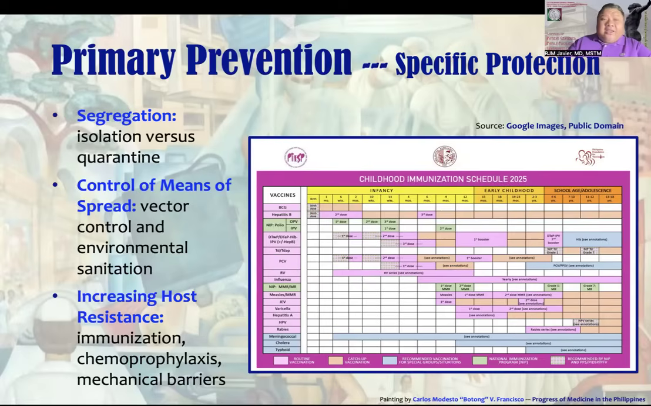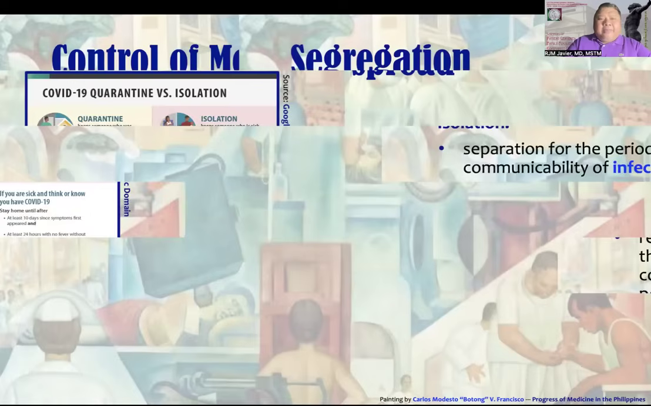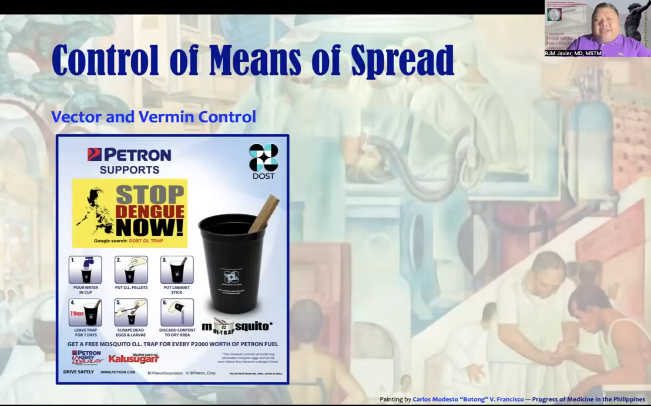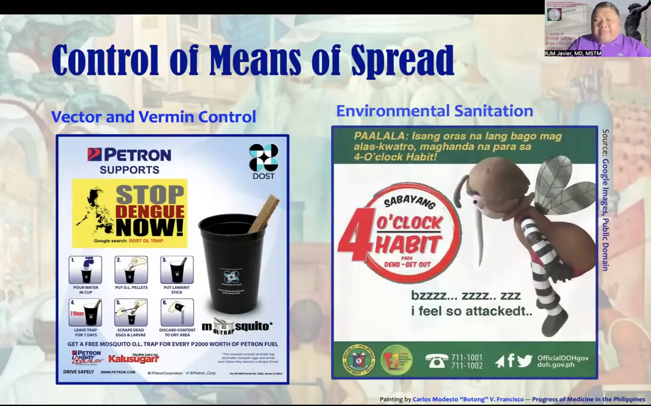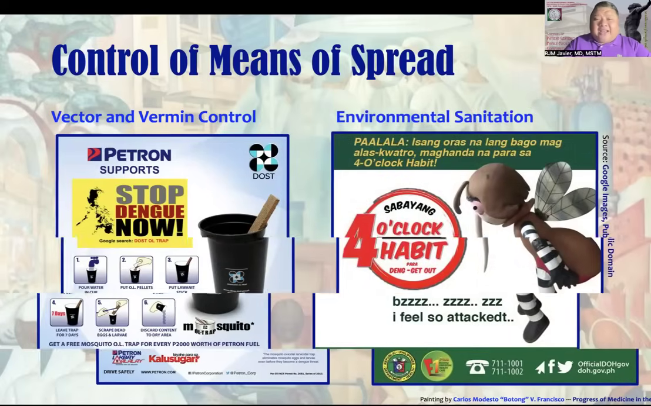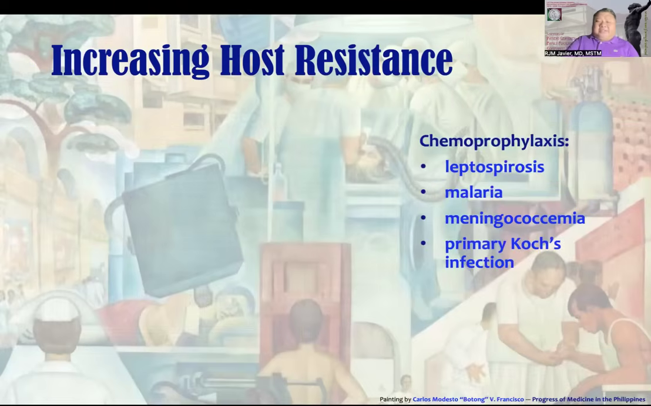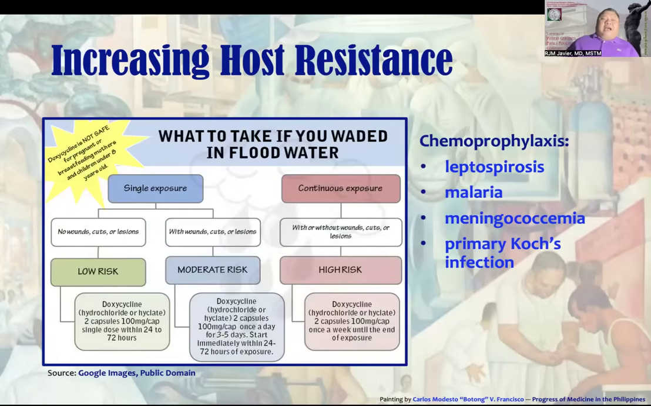Now, when we segregate sick and exposed individuals, when we talk of vector control, environmental sanitation, these are all examples of primary prevention. So we mentioned this earlier on, and ways to control infection. Let's say, for example, for dengue, vector and vermin control, perhaps, or environmental sanitation. Immunization. So there is another lecture for immunization. I will reserve this topic for the other faculty.